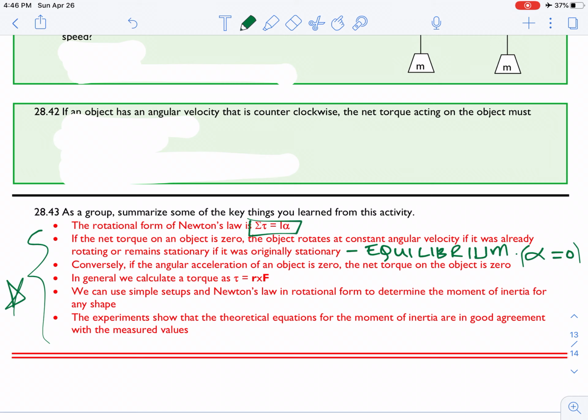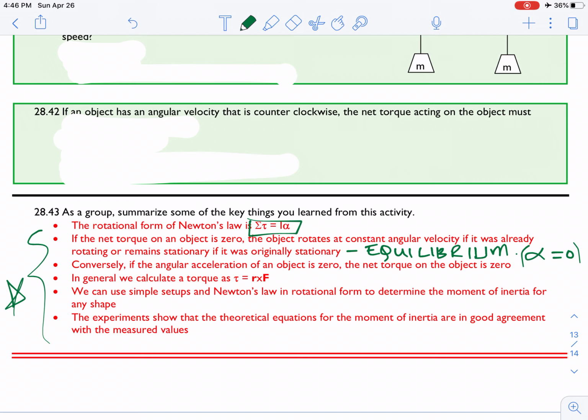And we can use simple setups and Newton's law in rotational form to determine the moment of inertia for any shape. So not always are they going to give you the moment of inertia. If you know a known shape, you can use table 10.2, or if it is a point mass, you can use the equation sheet. It's simply mr squared. But if it is something else, if it's more complex, or it's made of a bunch of things, like the previous problem that we solved, step by step. So you can also use the second law to figure out what inertia is.